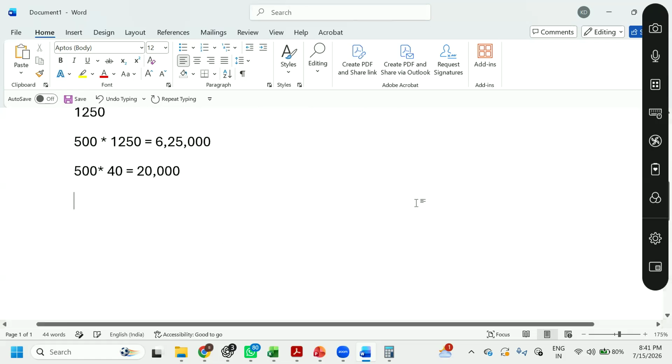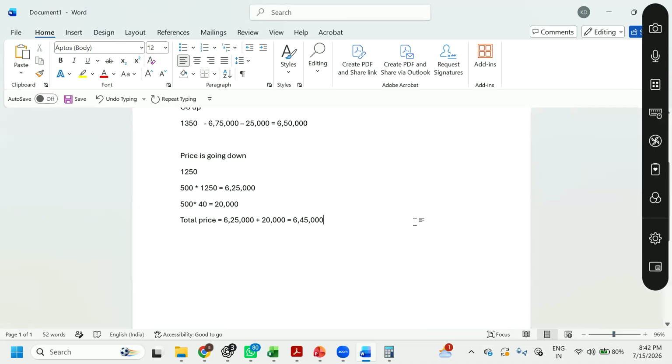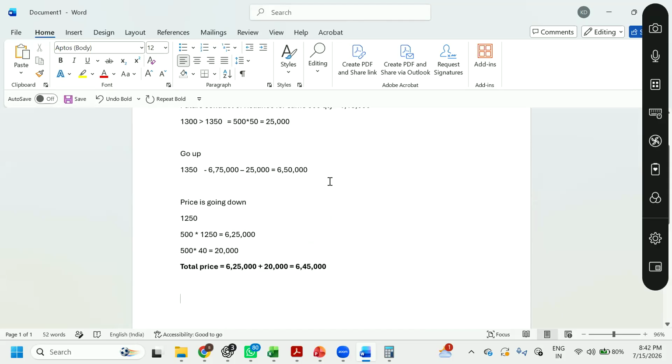Now, to purchase Reliance in the month of August, what is my total price? It's actually 6,25,000 because the price of Reliance has come down. But I have also incurred a loss there. What is my loss? 20,000. So my actual price is 6,45,000. Got it? Let me zoom this a little bit here. So what is the price here? It is 6,45,000. When it went up, what is the price that I paid in the month of August?